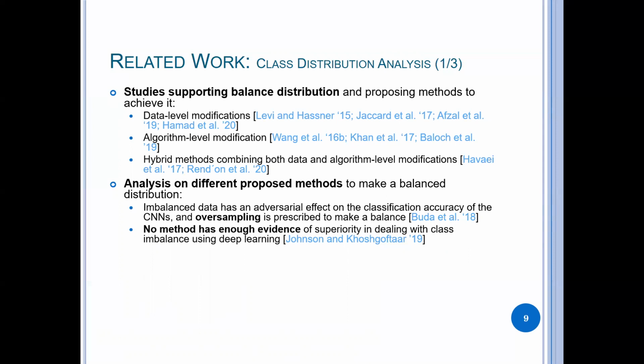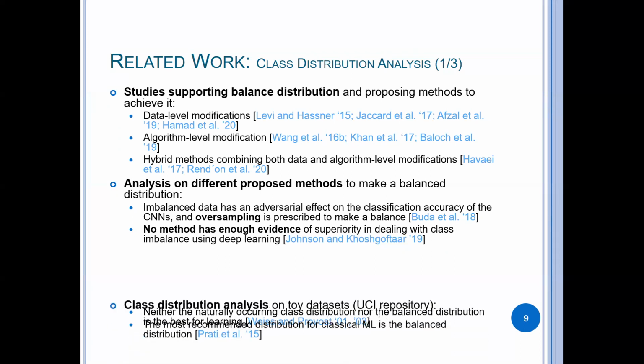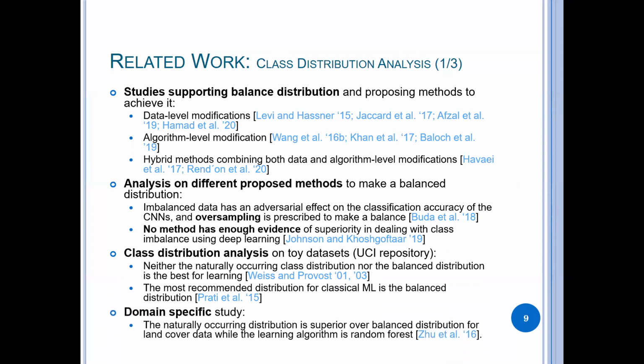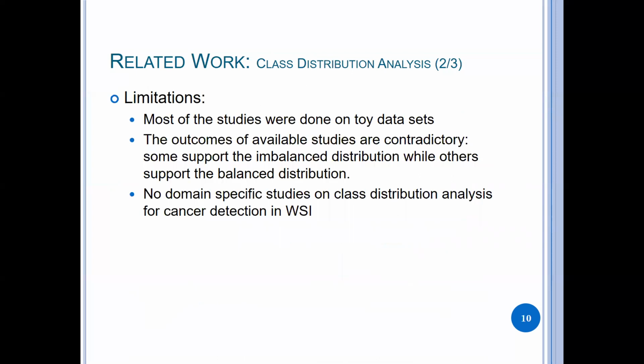Among the existing studies, some support natural distribution, some support balanced distribution. That means the outcomes of the studies are inconsistent. Thus, separate domain-specific studies are required. Zhu et al. did a domain-specific study on land cover data. However, there is no study on the domain of cancer detection in whole slide image data. Here I list the limitations of the related work that we mentioned in the previous slide.